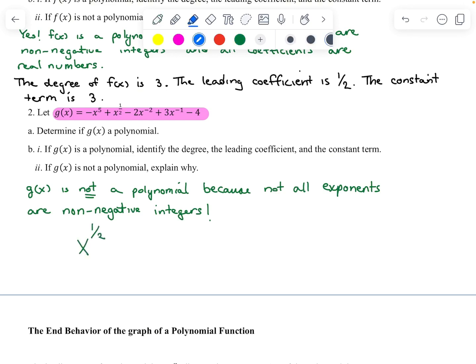So what I mean by that is that if we take a look at the x to the 1/2 term, this 1/2 is not an integer. If we look at the negative 2x to the negative 2 term, the negative 2 in the exponent is a negative number and not positive. And finally, if you look at the 3x raised to the negative 1 term, the exponent of that x is also negative. So because of these three terms, g of x is not a polynomial. And we are done.